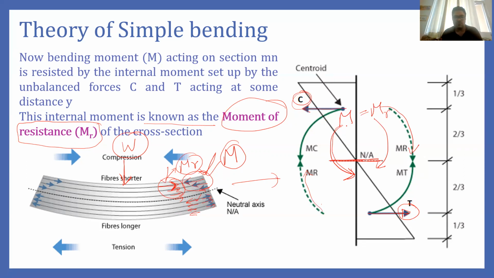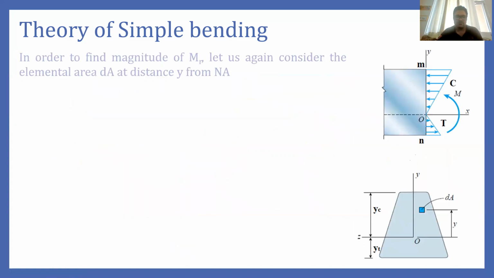For the beam to be in equilibrium condition, M and MR should be the same. So now we are going to find the expression of this MR and M as well. In order to find the magnitude of MR, let us again consider the elemental area dA, and here we are going to find out the MR.